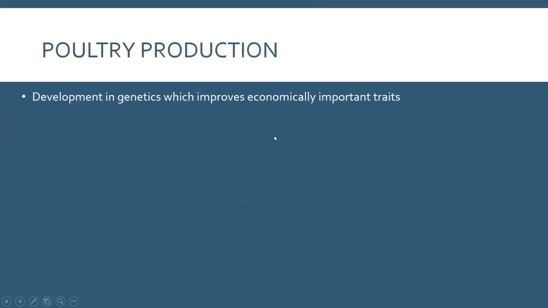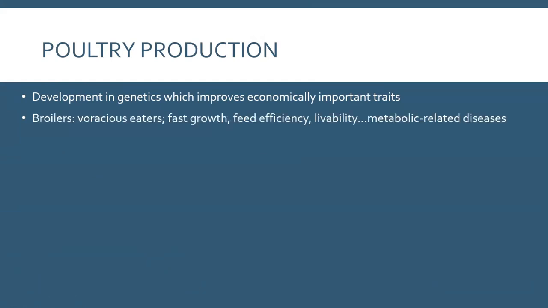Okay, so as a brief introduction, our poultry production business has been developing very fast. And nowadays, we would hear a lot of these genetic improvements. And along with these genetic improvements, we are focusing more on the economically important traits. So what are those? For broilers, of course, we want them to eat and consume a lot of feed because that would drive faster growth rate. And of course, we want to have a better feed efficiency. And as much as possible, we want to keep them alive. But then there's always this threat of diseases.